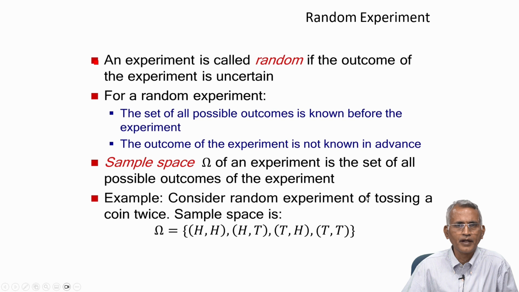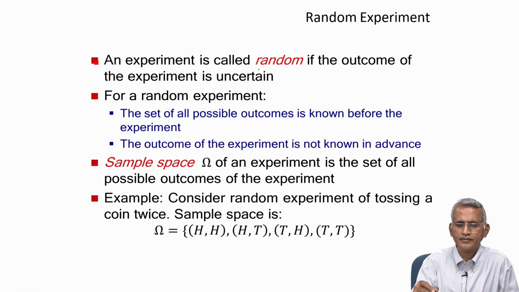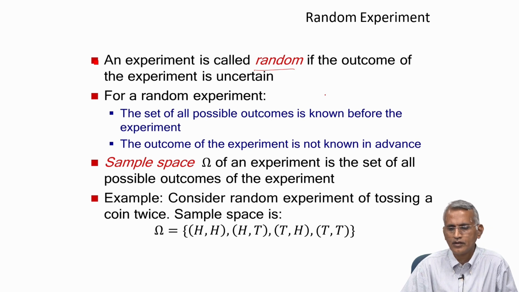Now, random experiments. An experiment is called random if the outcome of the experiment is uncertain. For a random experiment, number 1, the set of all possible outcomes is known before the experiment, and number 2, the outcome of the experiment is not known in advance. These are all the things to understand about a random experiment.